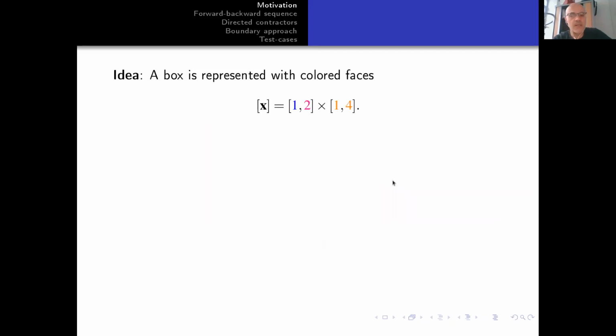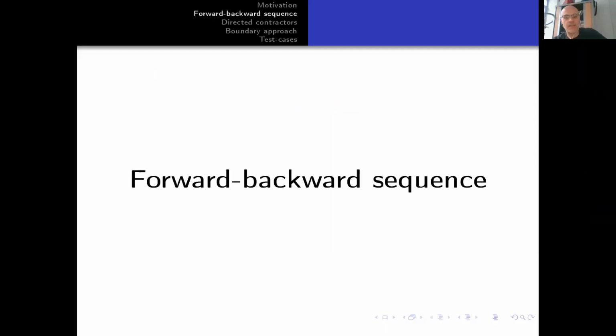Okay. So what we want to do is to use intervals, but the bounds of the intervals have some colors. So here, blue is outside, magenta inside, or unknown for yellow. Here it's orange, but it should be yellow if you want to be consistent with the previous picture. Okay. So I will recall what a forward-backward sequence is, because it will be important here.